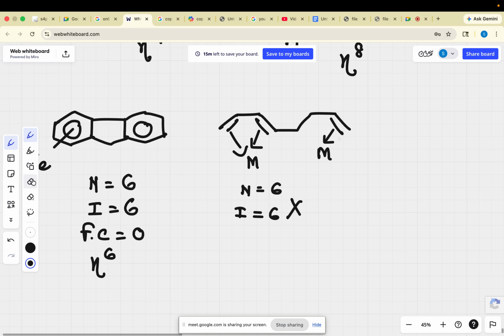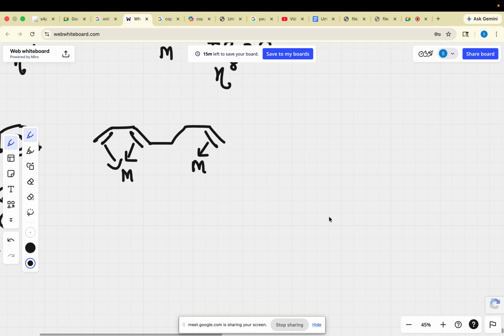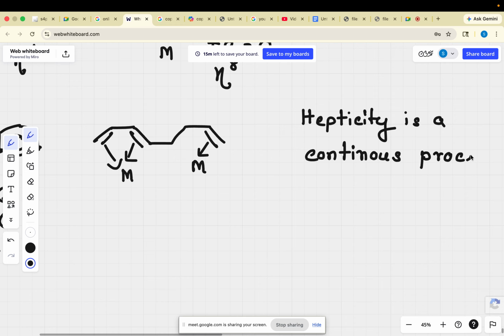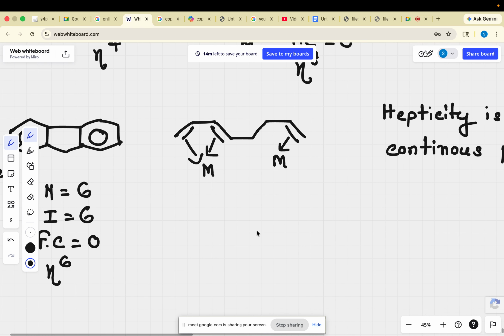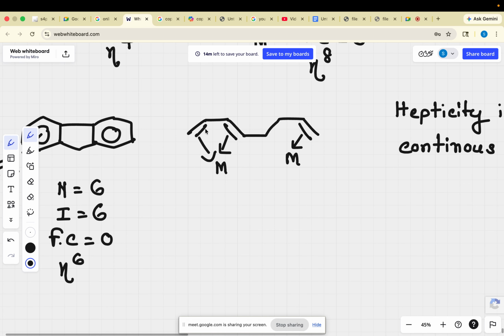Don't do like that. Keep in mind one thing here, that hapticity is a continuous process. If you have continuity of double bonds, that means delocalization is present there, then only you can call it eta 6, otherwise you cannot.